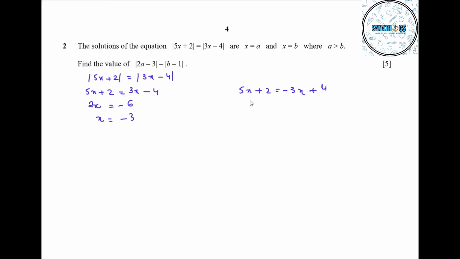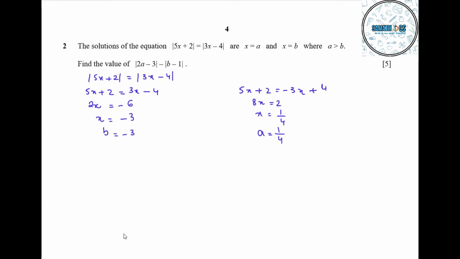Here we have 5x plus 3x is equal to 8x. 4 minus 2 is equal to 2. So x is equal to 1 upon 4. They have said here that a is greater than b. So this is the value of a because this is greater than minus 3. And this is the value of b.